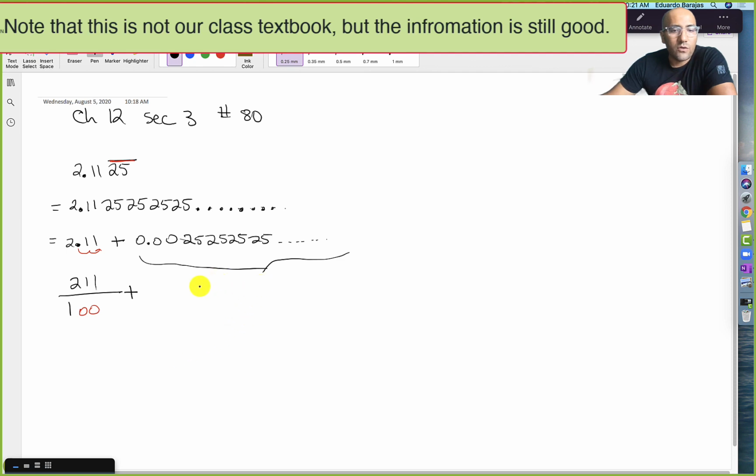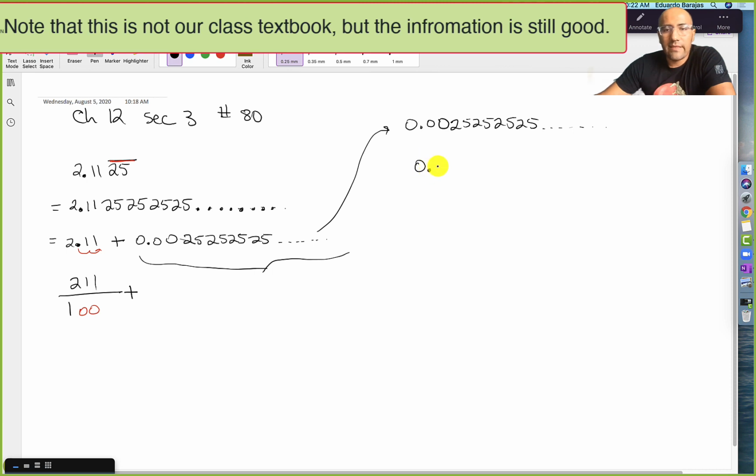Good. Okay, so in order to figure that out, I'm going to go off to the side and just work with this infinite decimal here: 0.0, 2 spaces, and then 2, 5, 2, 5, 2, 5, 2, 5, forever. Good. Okay, so now what I'm going to do is, again, break this up into pieces in the following way.